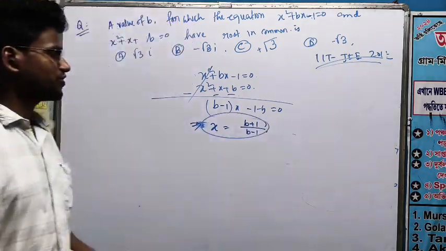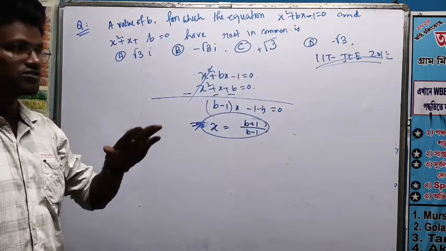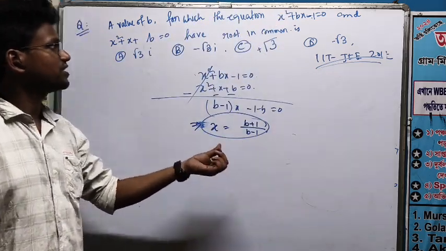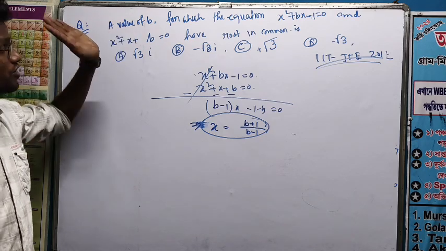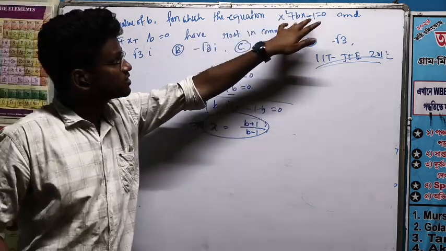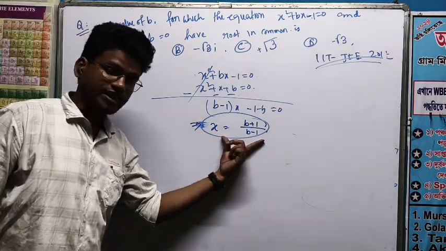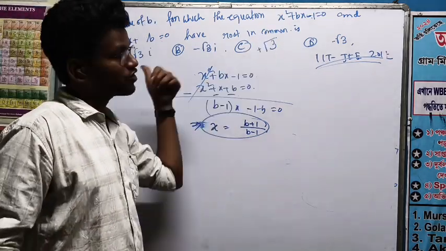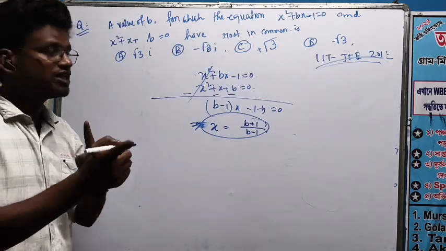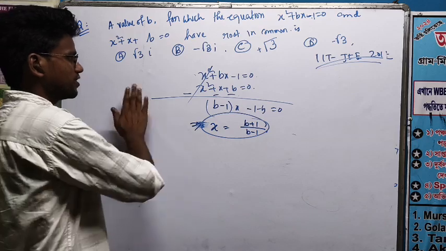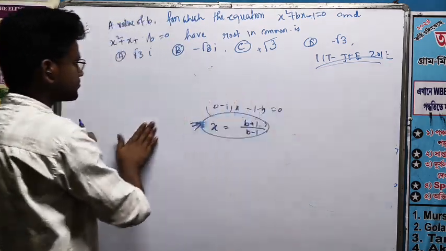Okay, so for this common root, obviously it satisfies these equations. The question says: for which value of a do this equation and these equations have a common root? So obviously we get the common root, and the common root satisfies both equations. So you put it in any of the equations, then you get the value of b, and then you tick the options.